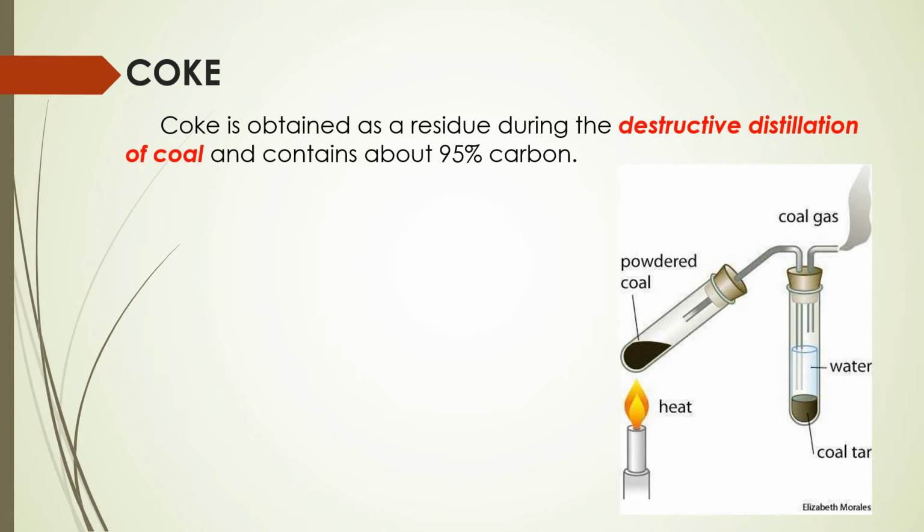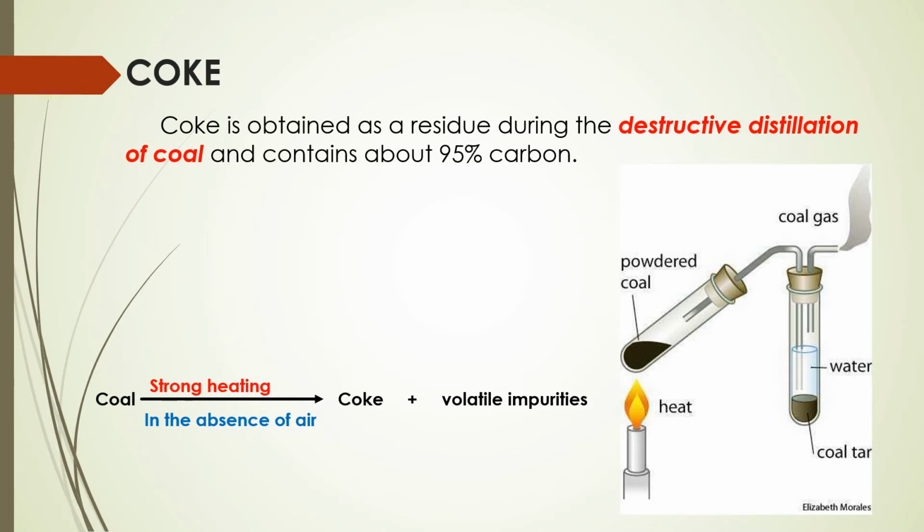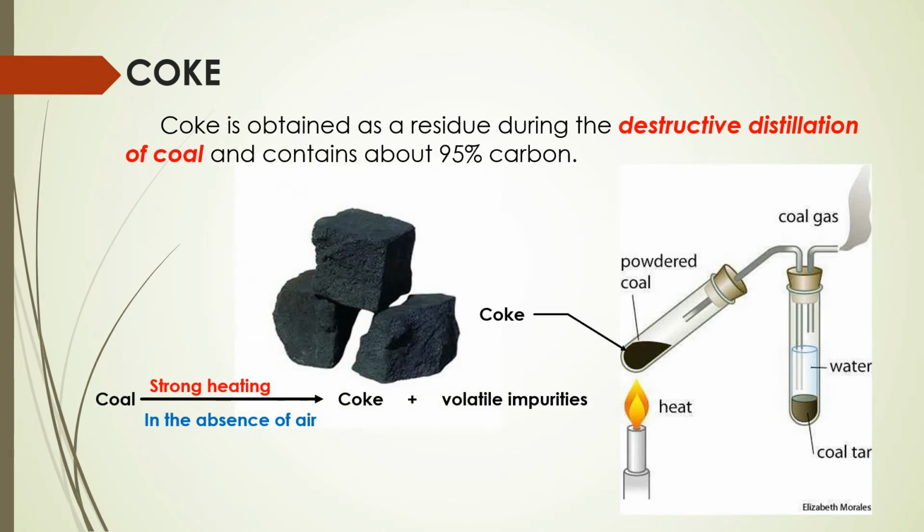This is how it is done. Powdered coal is heated to high temperature in the absence of air, as a result of which we get coke. The black residue which is left is coke. Now this is the reaction. When we do the destructive distillation of coal, the volatile impurities get removed, they escape in the form of gas, and the residue which is left is a black colored coke. So this is how coke looks like.